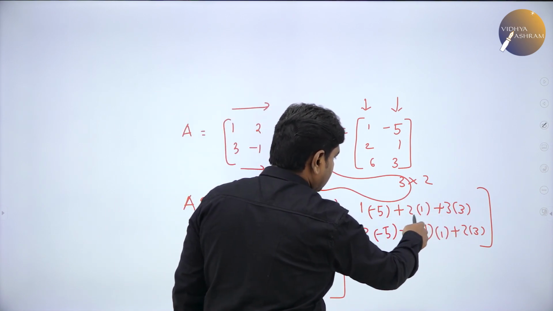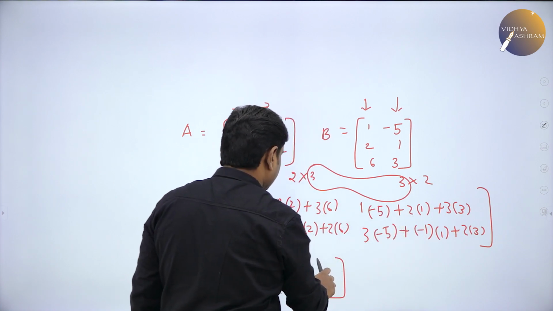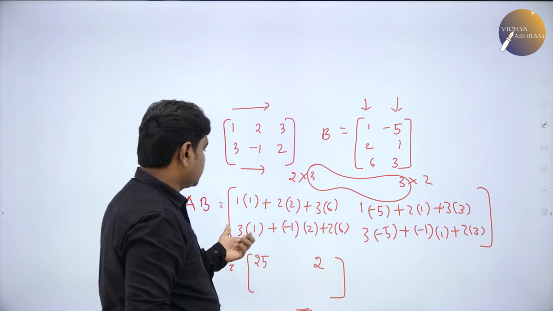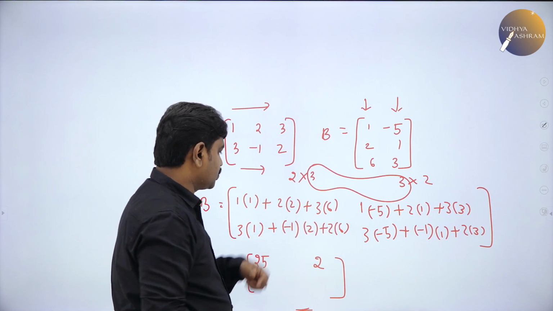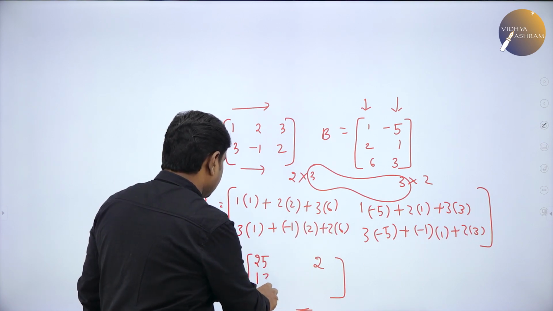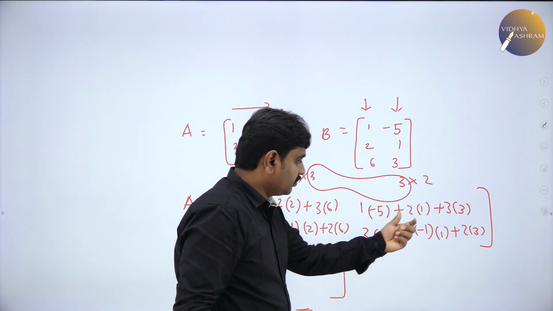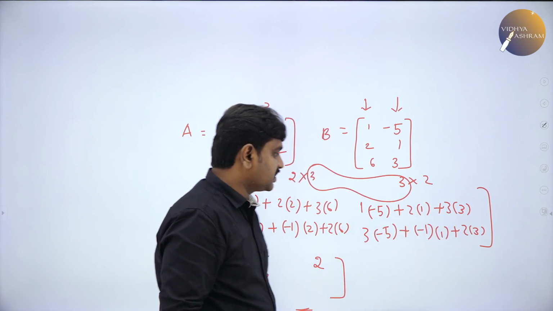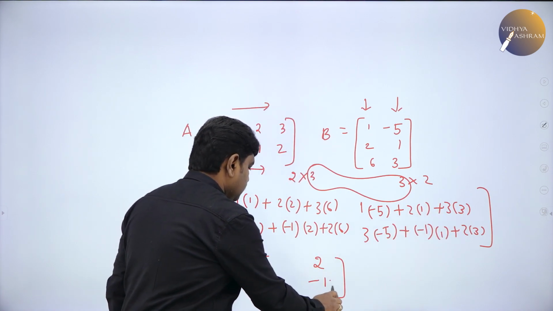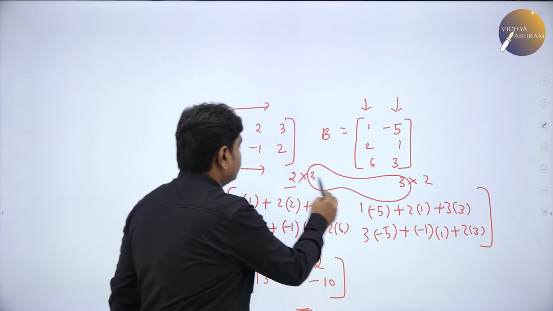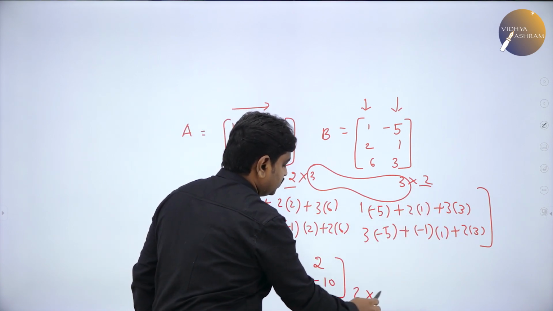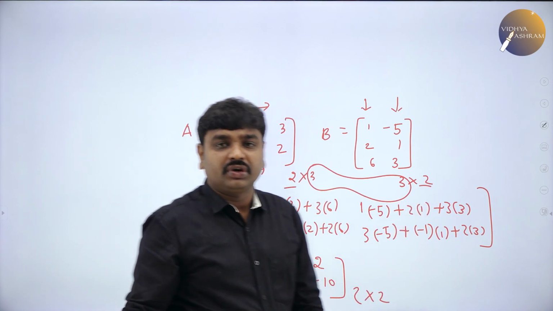3 3s is 9. 9 plus 2 is 11, 11 minus 5 is 6. Then 3 minus 2 is 1, plus 12 is 13. Then minus 15 minus 1 is minus 16, plus 6 is minus 10. So after you multiply you should get this 2 cross 2. This is multiplication. I hope all of you understood this.